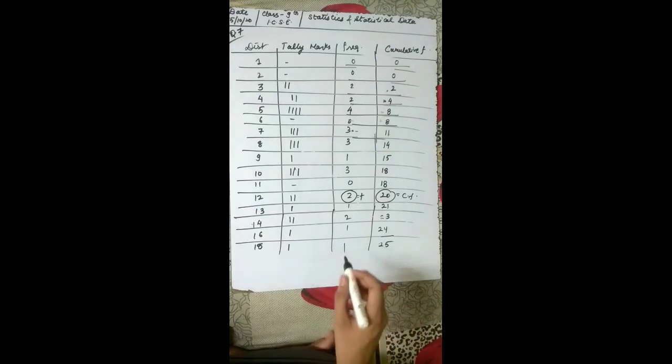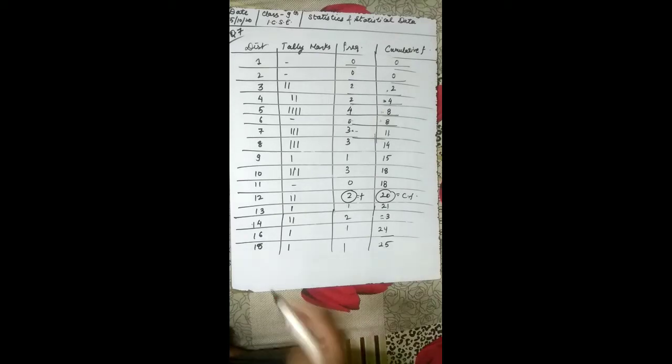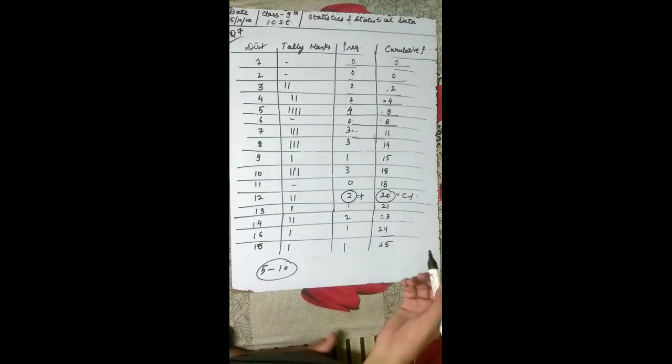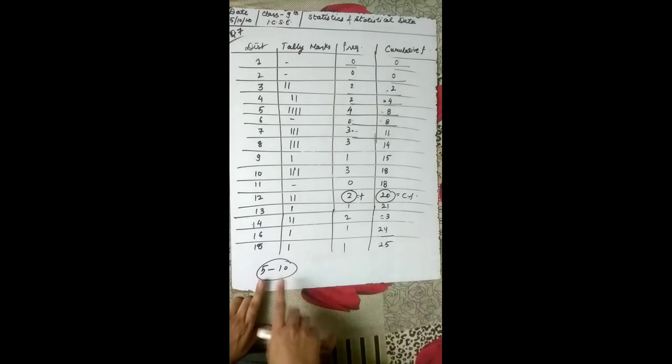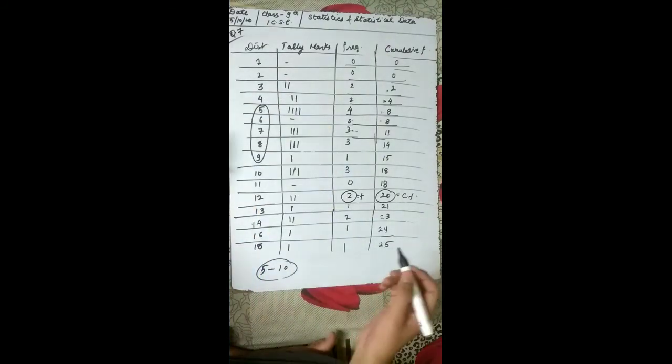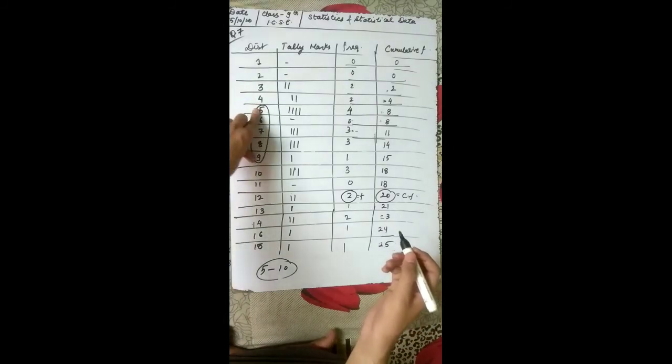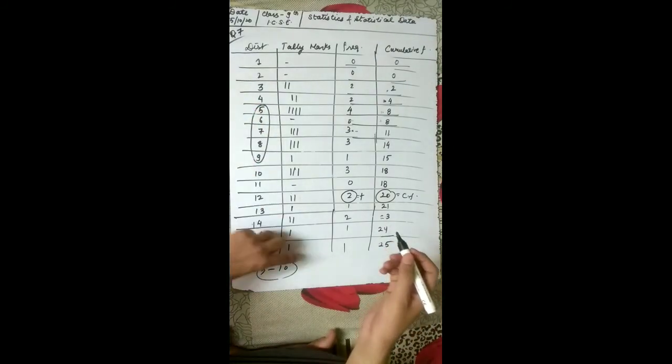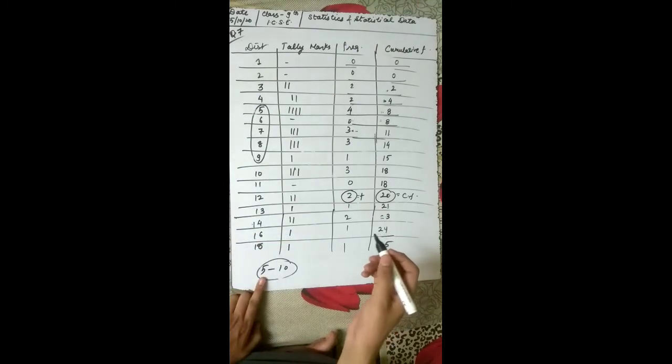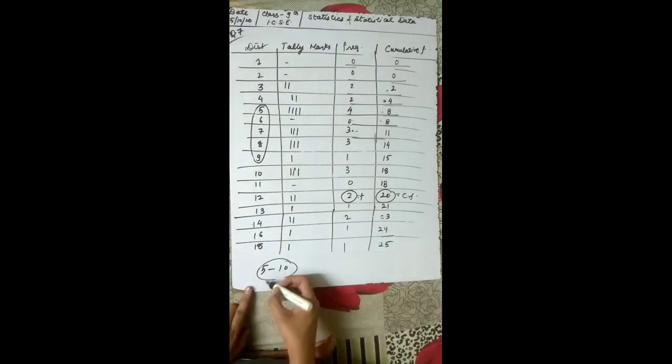Second question. If the data are grouped in overlapping class intervals, then determine the frequency and the cumulative frequency of 5 to 10. If you are writing this table in the overlapping interval, what does this say? 5 is included but 10 is excluded. So you can just check that. They are asking about this interval, 5 to 10. 5 will be included, but we will not include 10. It will go in another interval.